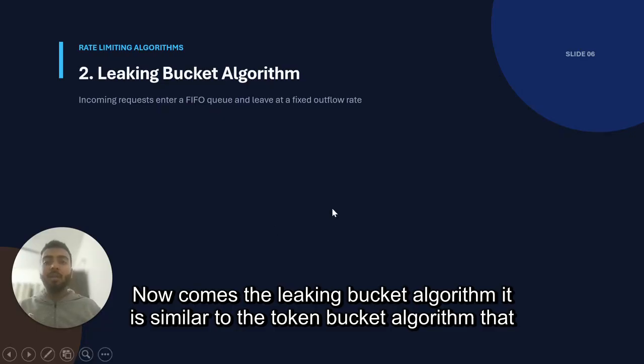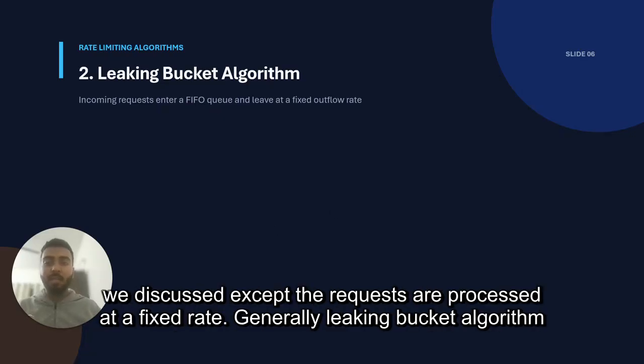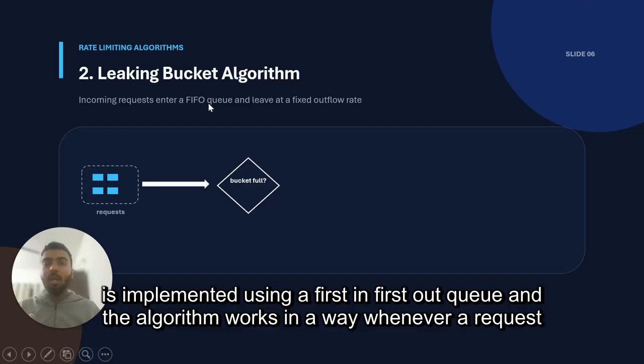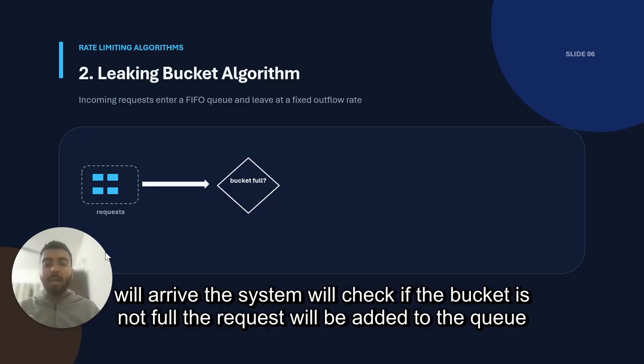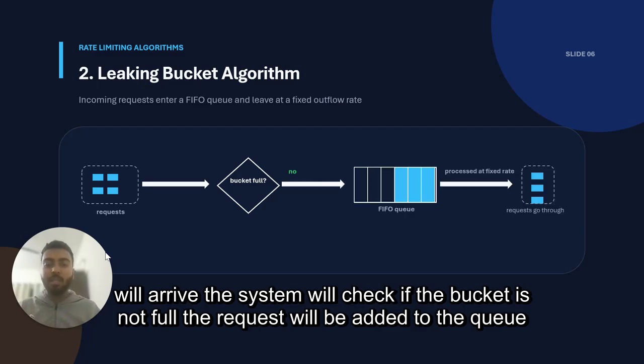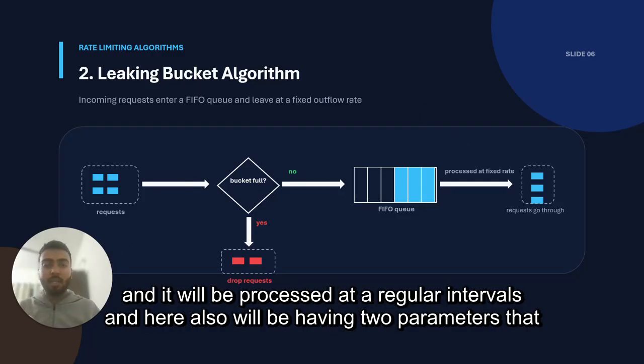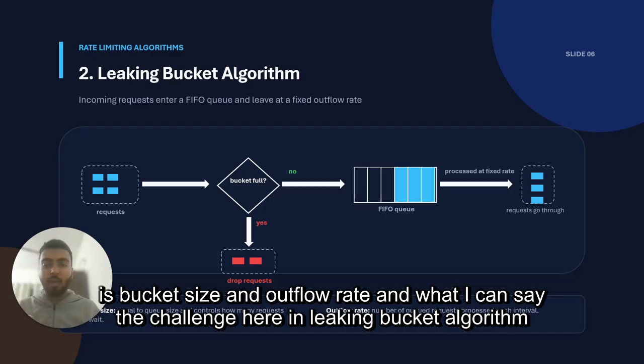Now comes the leaking bucket algorithm. It is similar to the token bucket algorithm that we discussed, except the requests are processed at a fixed rate. Generally, the leaking bucket algorithm is implemented using a first in, first out queue. Whenever a request arrives, the system checks if the bucket is not full, and the request is added to the queue; otherwise the request is dropped. The request is pulled from the queue and processed at regular intervals. Here also we have two parameters, bucket size and outflow rate.